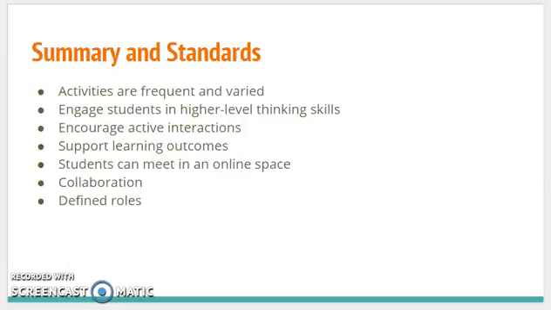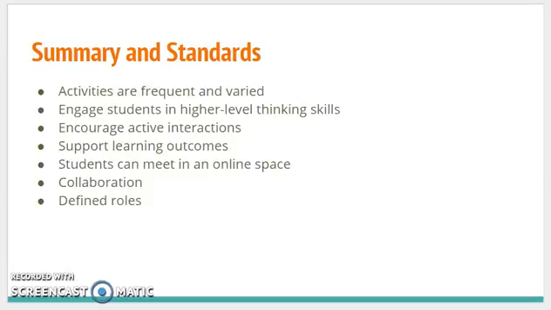As a summary of Chapter 6, activities should be frequent and varied. Students may respond to questions, select options, provide information, or interact with each other. Activities should engage students in higher-level thinking skills, including critical and creative thinking, analysis, and problem-solving. Activities should encourage active interactions that involve course content and personal communication.